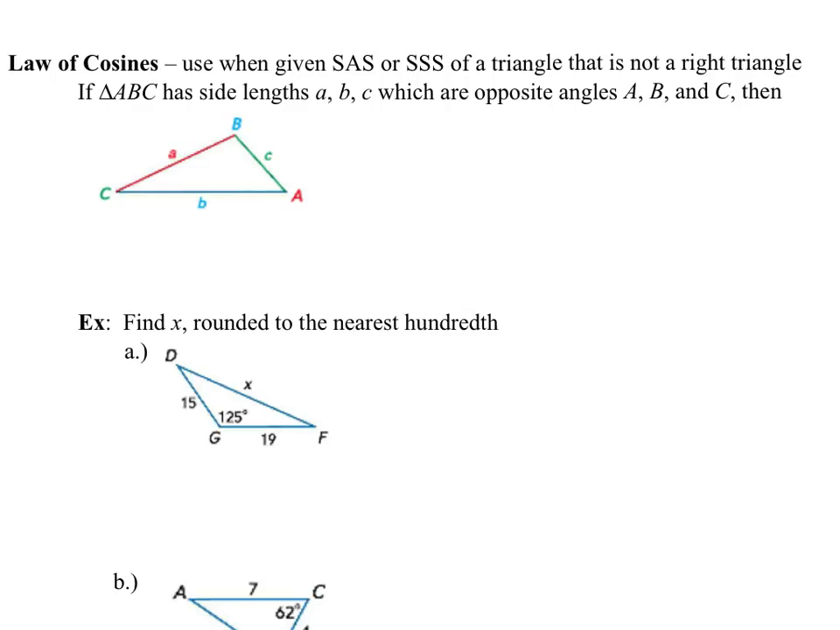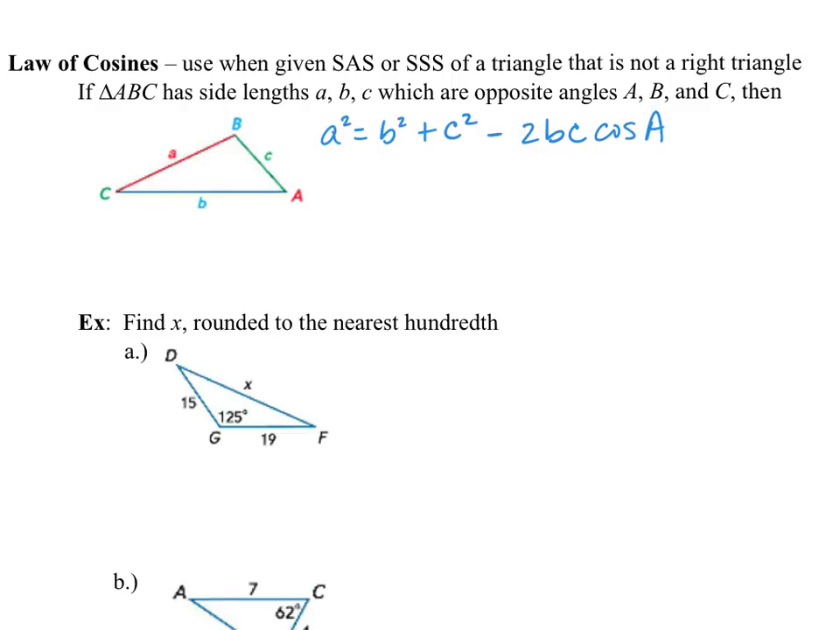Okay, so this theorem has three parts to it, and I will tell you that at first it looks a little scary, but once you've worked with it for a little bit, you'll see that it's really not that complicated at all. So the first part of the law of cosines has to do with side A, and here's what it says. It says that a squared is equal to b squared plus c squared minus 2 times b times c times the cosine of angle A.